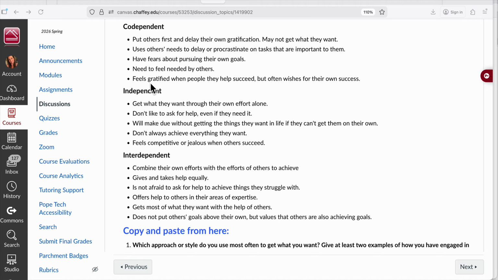They often need to feel needed by other people, and these are the type of people that tend to get involved with dependent people because they like to be in control of other people's stuff, and it gives them a reason to focus on other things besides themselves. They feel really gratified when the people they help are successful, but they often wish for their own success. In some cases, codependent people can be successful in some areas of their life but not others. It depends on the codependent person and what relationship we're talking about.